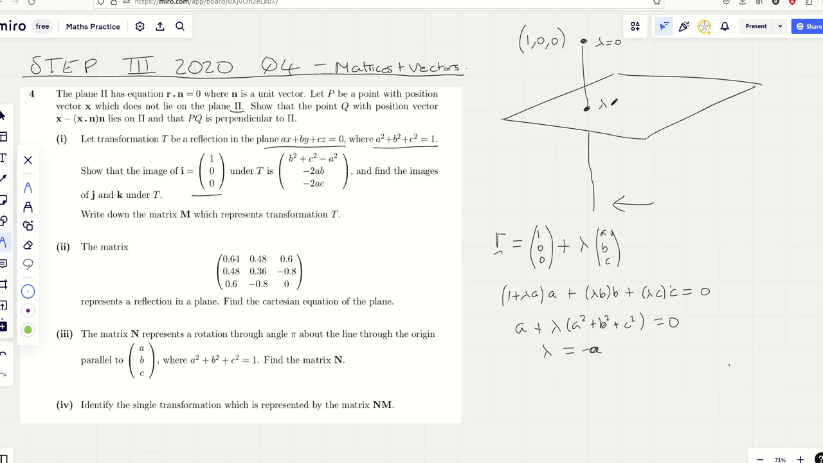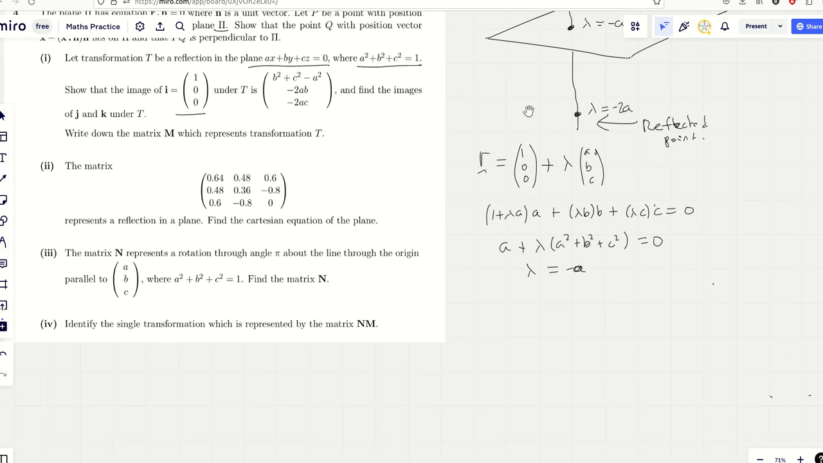Okay, so that tells me that lambda is 0 there, and lambda is minus a there, and so the reflected point is going to have a lambda value of minus 2a, because lambda just counts you up and down the line. So that's my reflected point here. So what I'm going to do now is plug lambda equals minus 2a into here and hope to get this. So what do I get? r equals (1, 0, 0) plus minus 2a times (a, b, c).